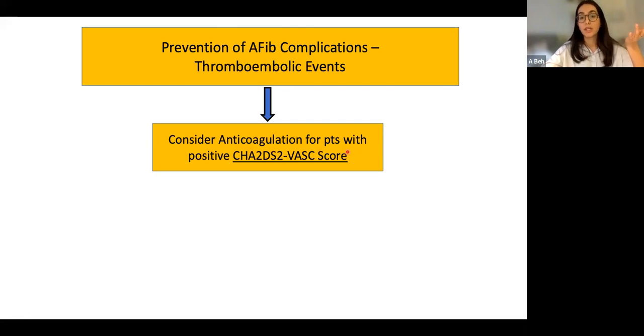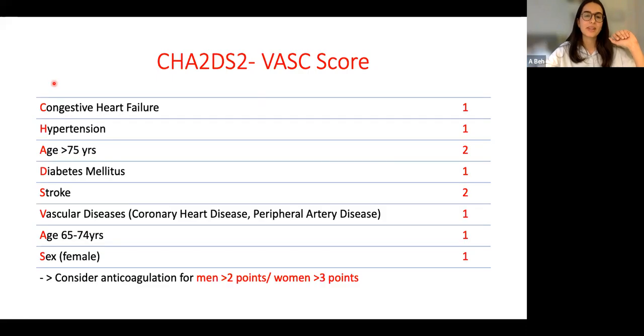And we do this in patients who have a positive CHA2DS2-VASc score. So what the hell is a CHA2DS2-VASc score? I'm going to explain to you. The CHA2DS2-VASc score is a clinical score that helps you to decide whether you should give the patient anticoagulation or not. It's actually an acronym, so each and every one of those letters stands for a different disease.